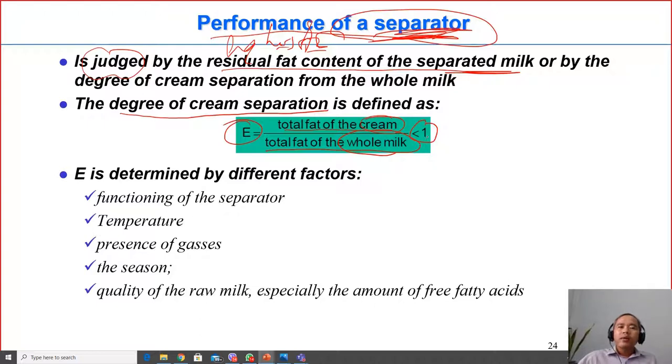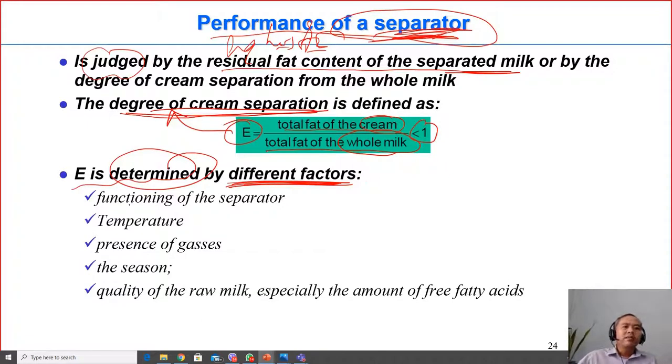So when E is near to 1, then it's good. When E is too low compared to 1, then the separation is not good. E is the degree of cream separation. Remember this term, you will see it in the exam as well. So the E is influenced by what factors? We want to improve the E to have better separation.